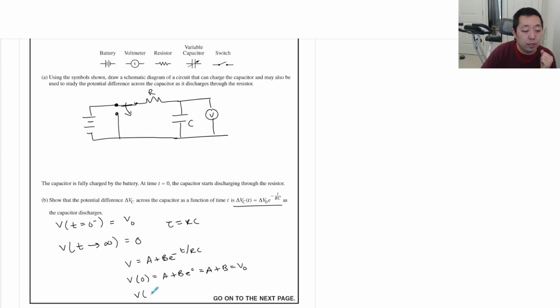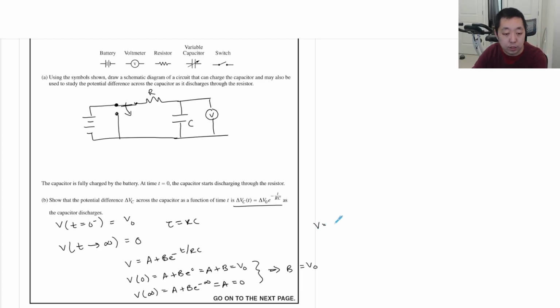And then V at infinity is A plus B e to the negative infinity. That's about 0. That's A, and that's equal to 0. So between those two, B equals V0. Therefore, the voltage is V equals V0 e to the negative t over RC, like that. Okay, and they use delta V0, delta VC. That's fine. That doesn't really matter too much.